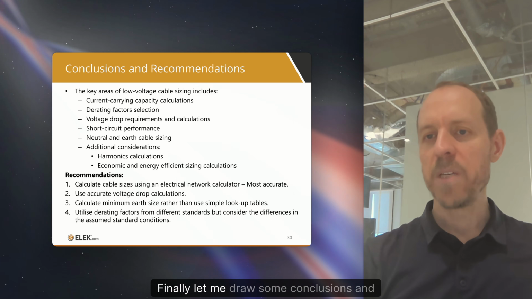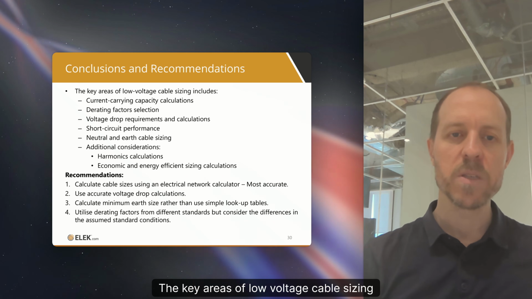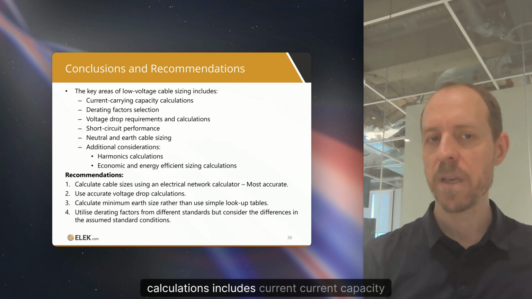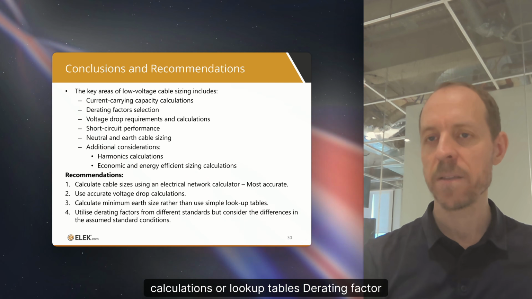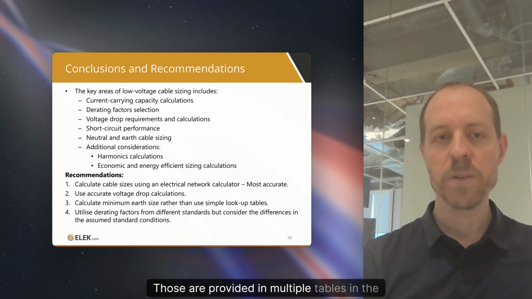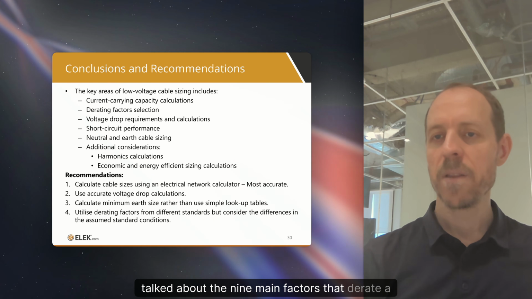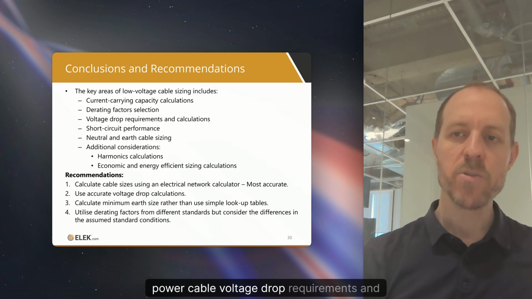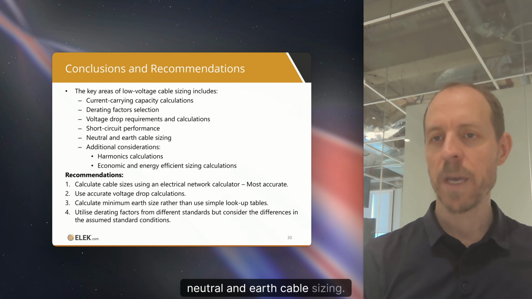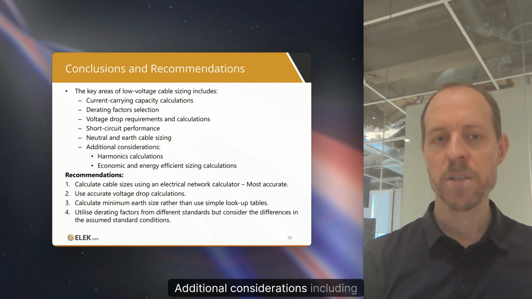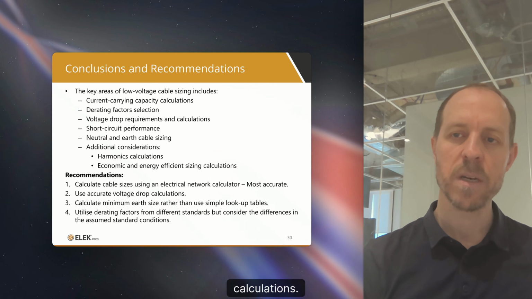Finally, let me draw some conclusions and recommendations. The key areas of low voltage cable sizing calculations include current capacity calculations or lookup tables, derating factor selection. Those are provided in multiple tables in the standards. Remember, I talked about the 9 main factors that derate a power cable. Voltage drop requirements and calculations, short circuit performance, neutral and earth cable sizing, additional considerations including harmonics calculations, economic and energy efficient cable sizing calculations.